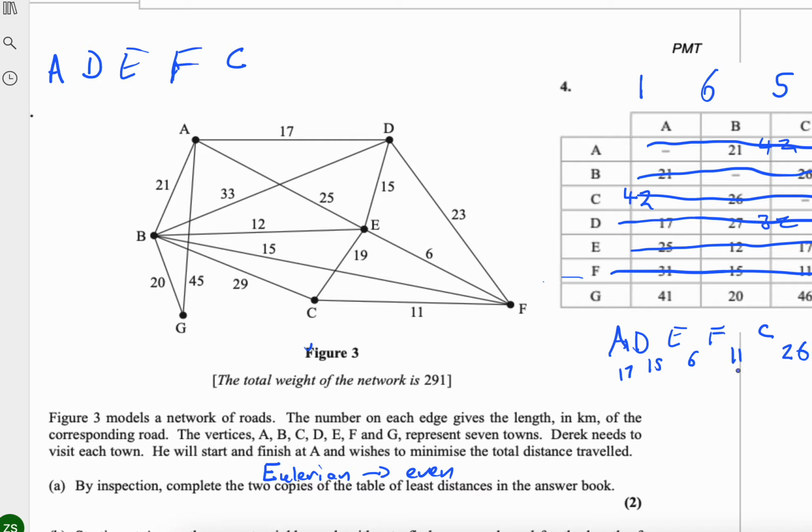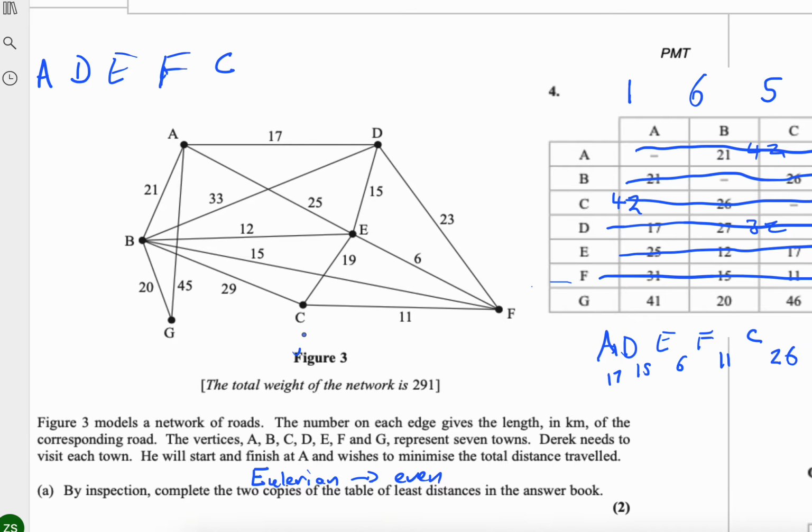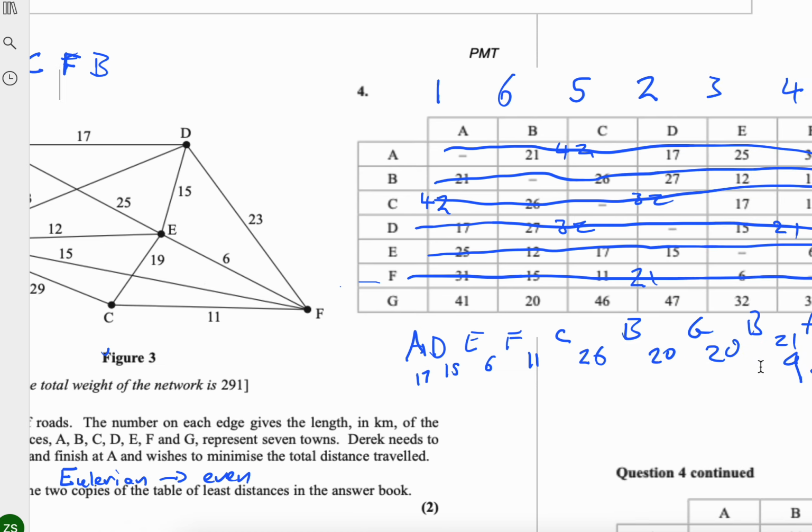And then from C to B, did we go direct? No, we didn't. How do we go from C to B? It's 26. How do we get 26? We went from C to F, and then F to B. It's hard to spot that one, right? Because you're going in the wrong direction first. So C, F, B.